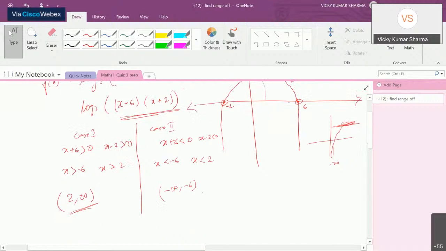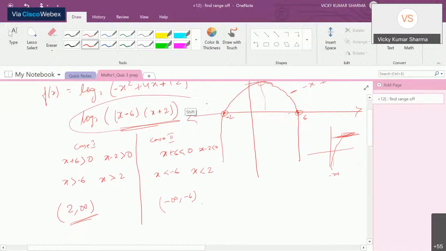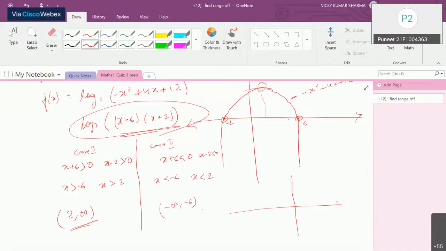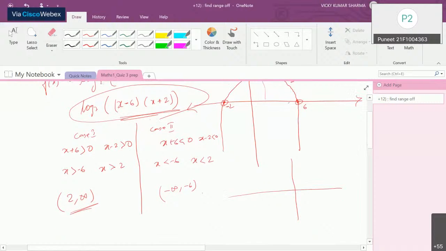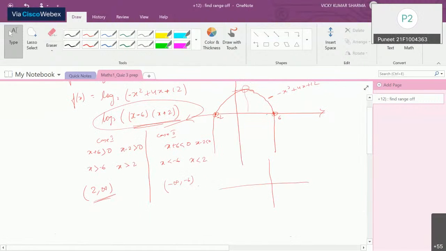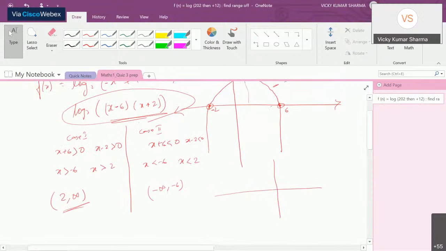Now I'm interested in the asymptote of this log function. So clearly at x equals 6, that means... Vicky sir, I'm sorry, but you're getting a domain 2 to infinity, minus infinity to minus 6. How is the vertex important here? I'll tell you why the vertex is important here, after you finish this. What I'm doing is trying to find out where this thing goes first, and then I'll come to this. Is this fine?